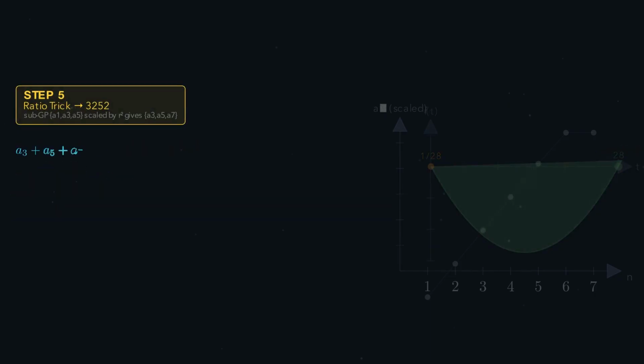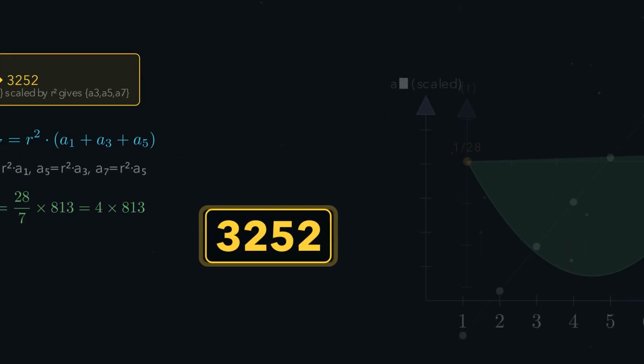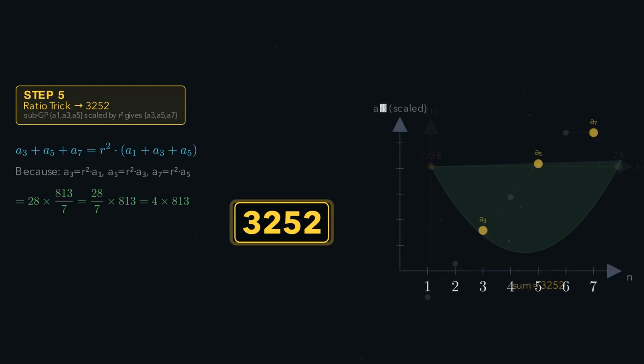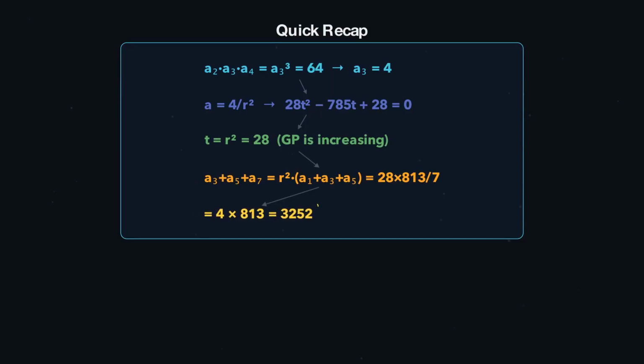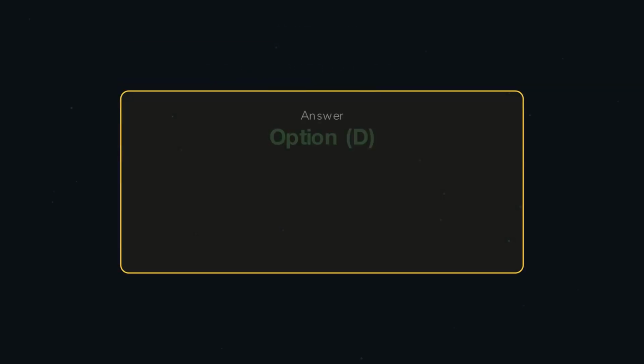28t squared minus 785t plus 28 equals 0, where t is R squared. The discriminant simplifies beautifully. 785 squared minus 4 times 28 squared equals 783 squared. So we get t equals 28, or t equals 1 over 28. Since the GP is increasing, R must be greater than 1, so R squared equals 28.